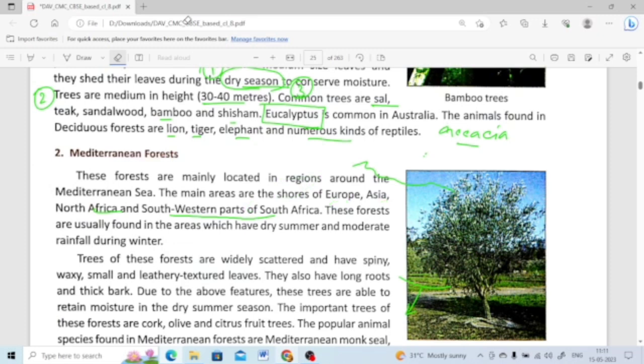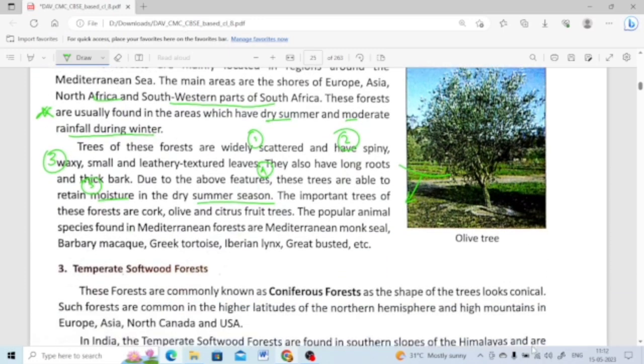Moving on, the forests are usually found in the areas which have dry summer and a moderate rainfall during the winter season. So you need to keep this in your head. Trees of these forests are widely scattered, spiny. So these are the features: widely scattered, have spiny, waxy, small, leathery textured leaves to retain moisture. They also have long roots to acquire water, thick bark. Due to the above features, these trees are able to retain moisture in the dry season. And winter is wet.